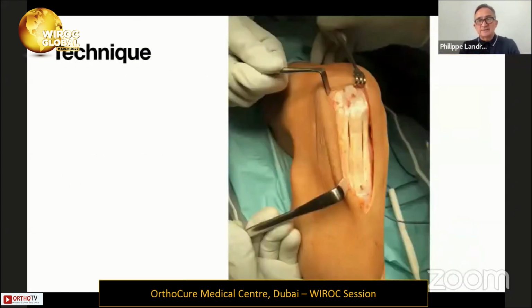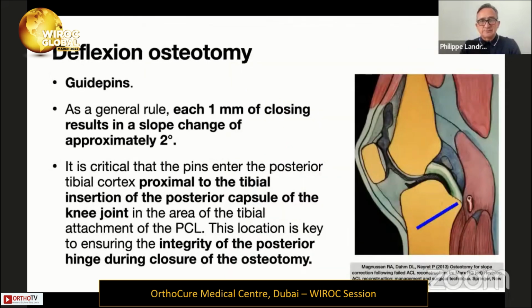So in this case, of course, I didn't do a minimally invasive technique because I had to do the tibial osteotomy. So I did the extensive anterior approach to harvest my BTB. You use guide pins for this technique. And as a general rule, you must remember that 1 millimeter of closing results in a slope change of approximately 2 degrees. So you measure what you want to remove on the anterior part.